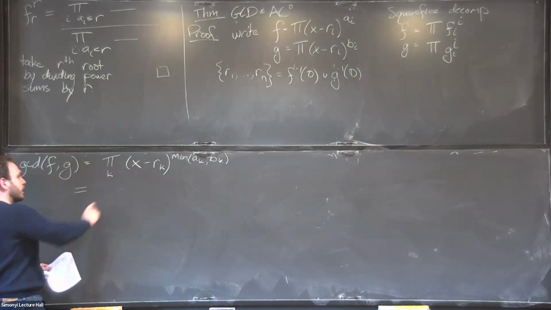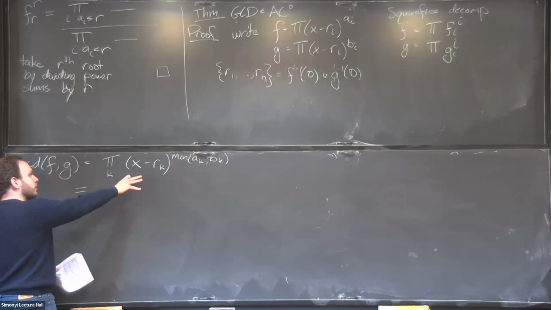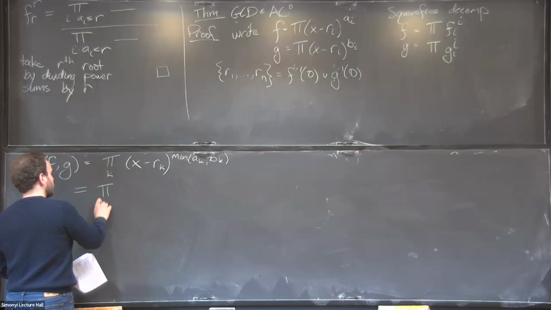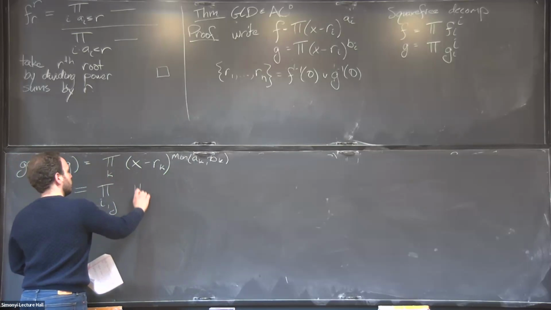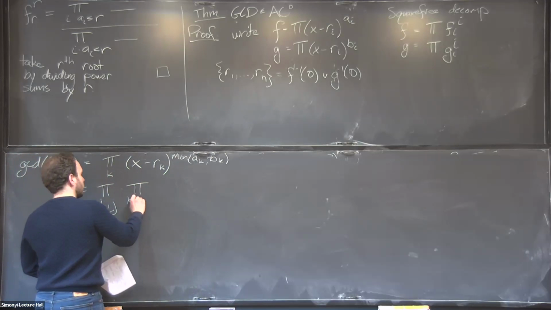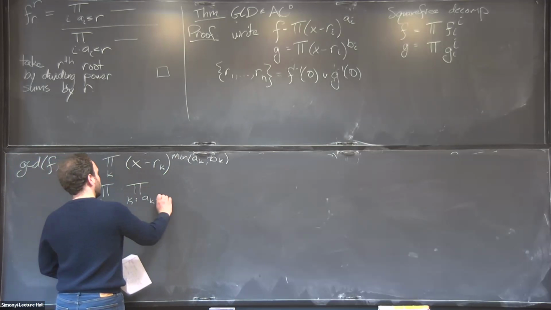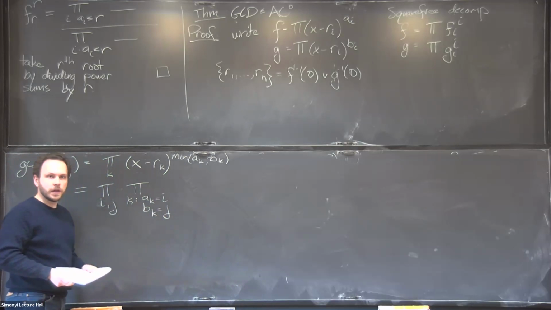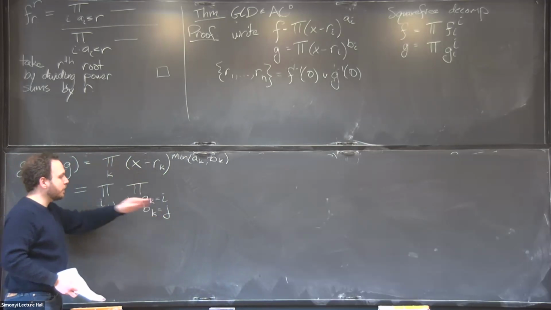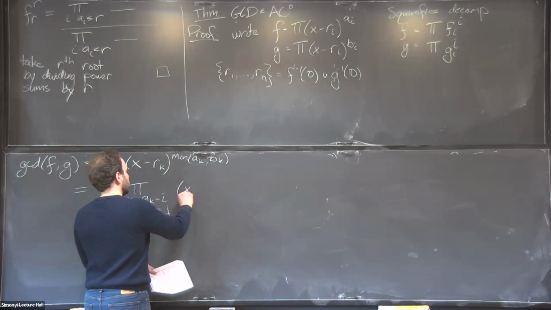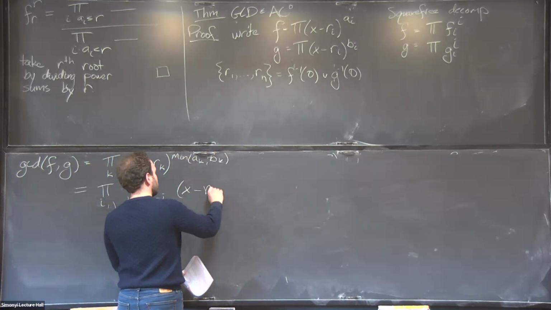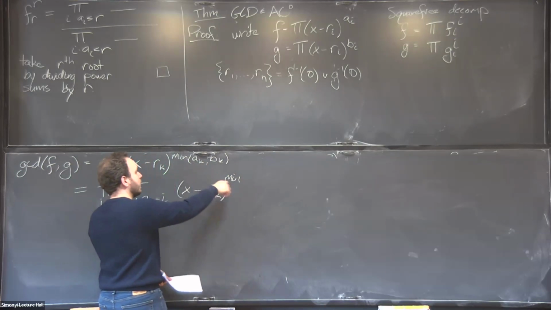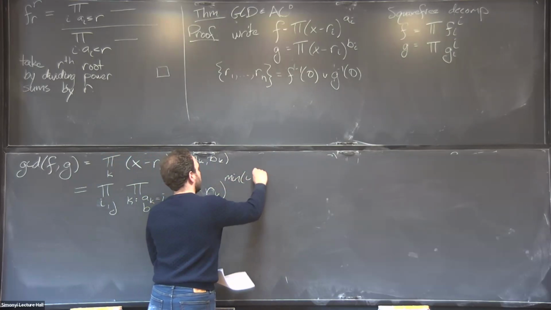So now I want to break up this product by stratifying over the values of the ak's and the bk's. So here I have some product over i and j. And I want to take the product over factors where ak is i, bk is j, right? So I'm looking at factors that appear with multiplicity i in f and j in g. And this is x minus r_k. Okay. And now I know the values of ak and bk. They're just i and j.